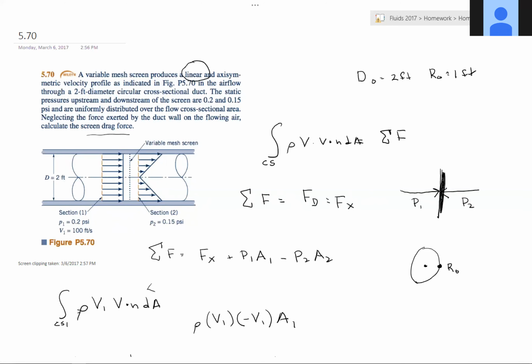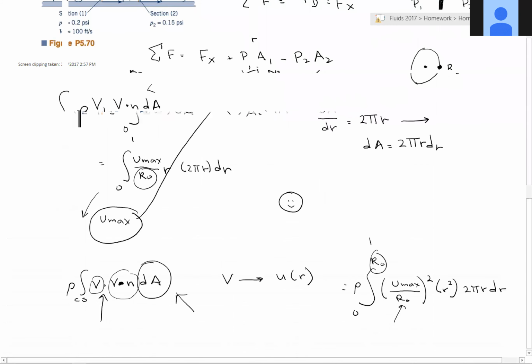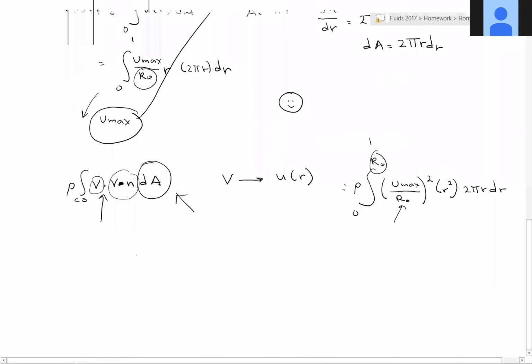And because you're all here, even though you probably have it, I will give you what the density is, 0.00238 slugs per feet cubed. So you don't have to look.